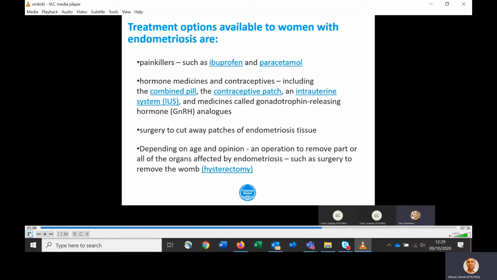Got some more treatment options as well. Here again, painkillers, ibuprofen, paracetamol, any forms of hormone medicines or contraceptions, contraceptive pills, patches, any form of IUS, which is the intrauterine system, and the medicines accordingly, any hormones, surgery to cut away the patches of endometriosis tissue, and depending on the age, you can have the actual womb removed, which is called a hysterectomy. But usually this is only done in severe cases, and if it's causing a lot of pain, usually in older women, purely because if you have your womb removed, you will usually be infertile.